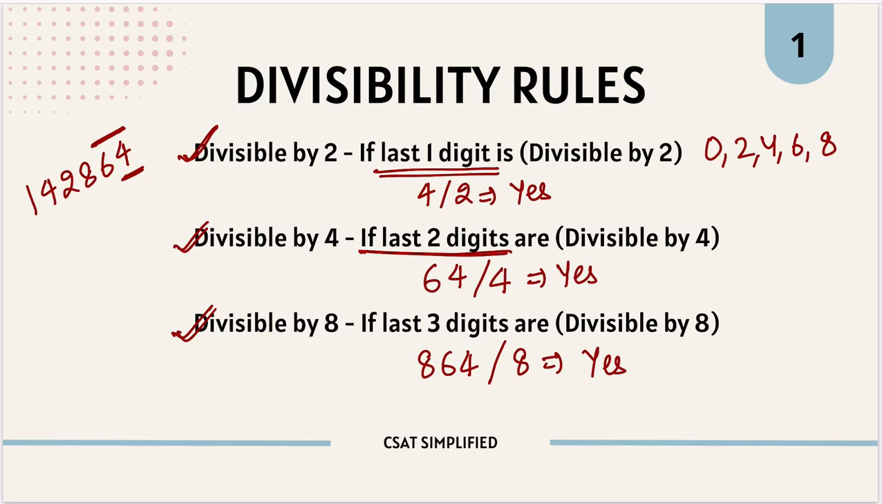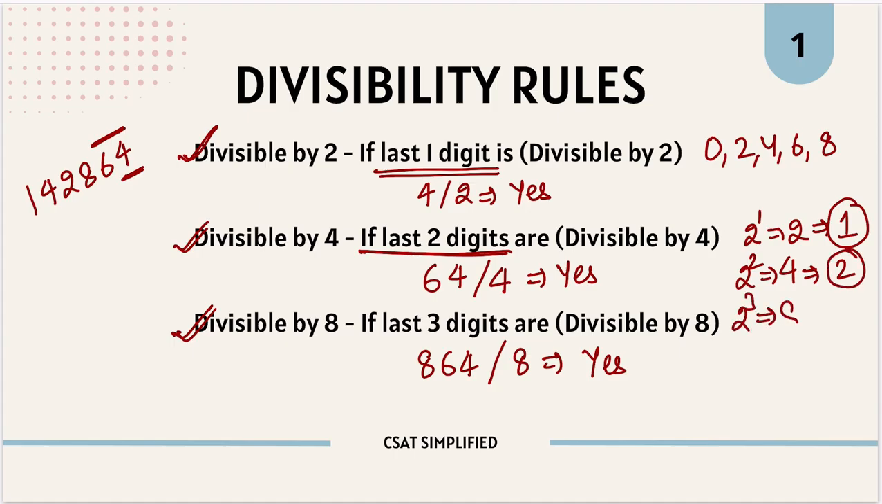Correct? So you can see the pattern here: 2 raised to power 1 is 2. So to check divisibility by 2, you just need to check the last one digit. 2 raised to power 2 is 4. To check divisibility by 4, you check the last two digits. 2 raised to power 3 is 8. So to check divisibility by 8, you check the last 3 digits. 2 raised to power 4 is 16. So to check divisibility by 16, you check the last 4 digits, and so on. Correct?